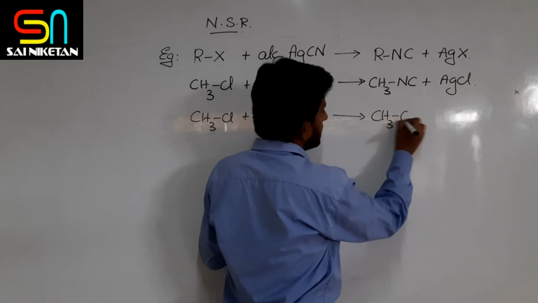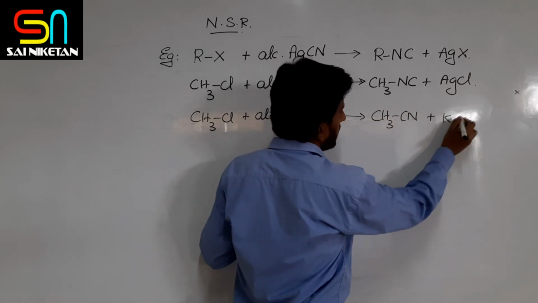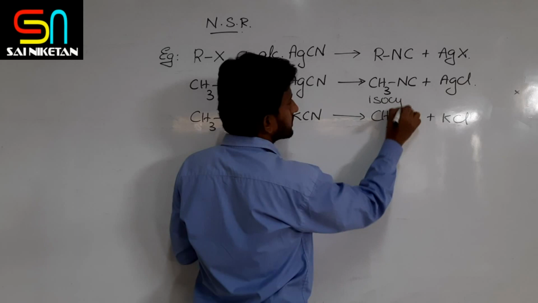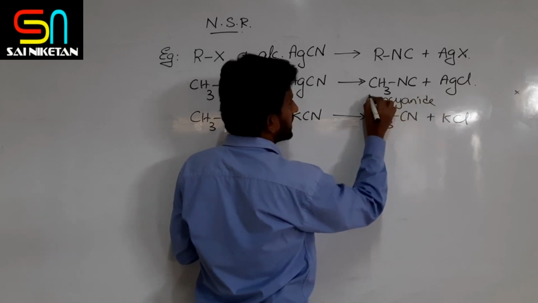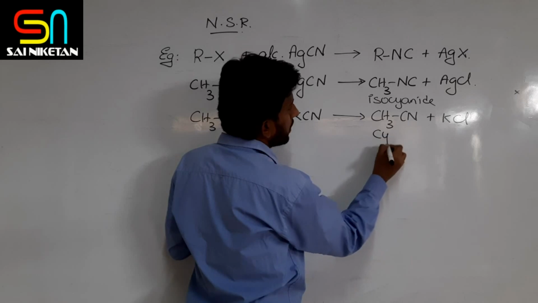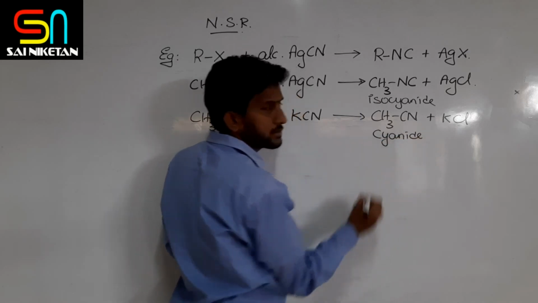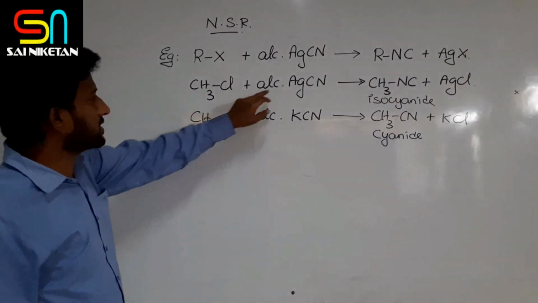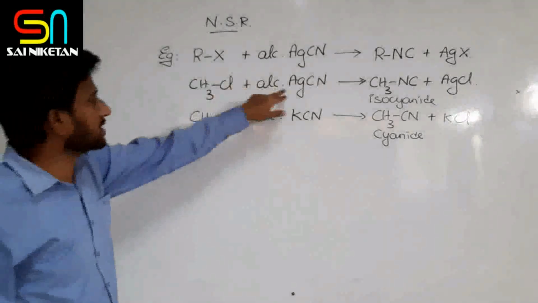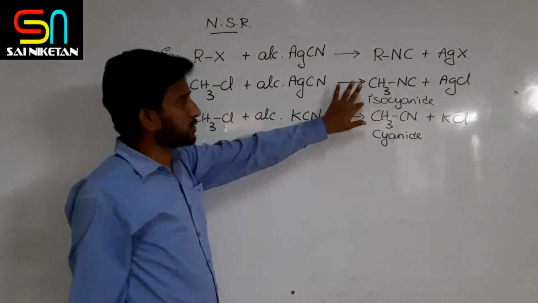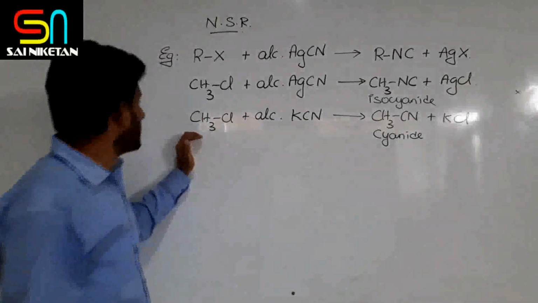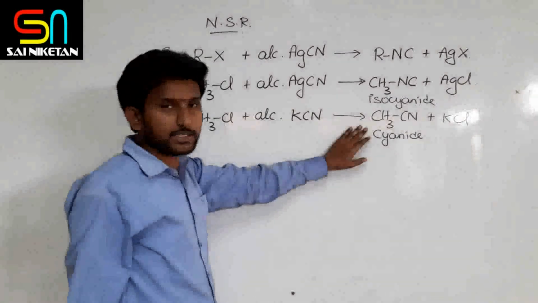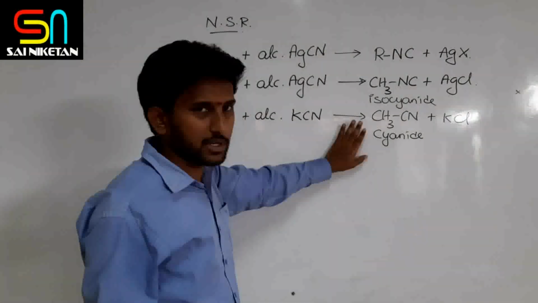you will find that here you got isocyanide as product, methyl isocyanide. Here you got cyanide as a product. Both are nucleophilic substitutions only, there is no doubt. Methyl chloride, or any alkyl halide, when it reacts with silver cyanide, you will get isocyanides as the products. Any alkyl halides when they react with potassium cyanide, you will get cyanides as the products. Methyl cyanide, for example, here.